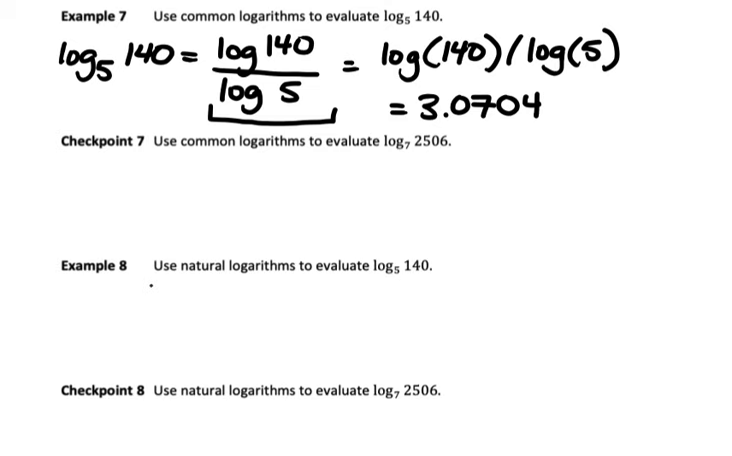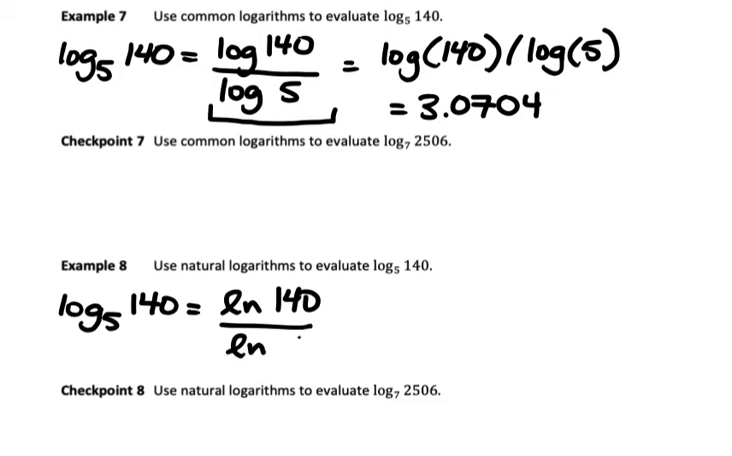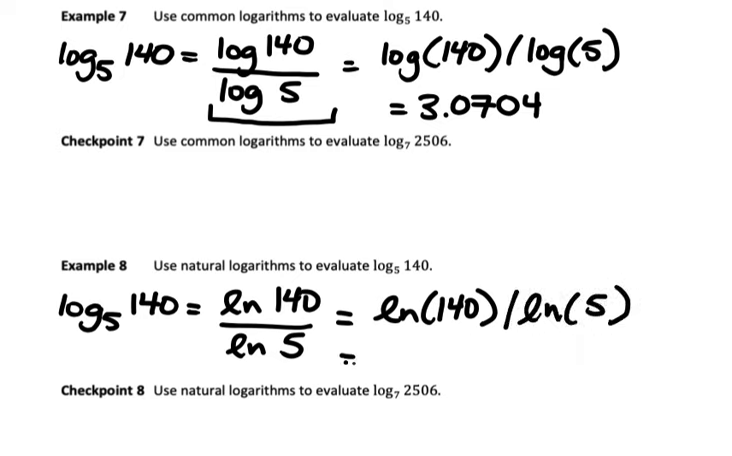Example 8 is asking us to use natural logarithms to evaluate the same log as example 7, log base 5 of 140. So I should get the same answer, even though I'm using natural log instead of the common log. So I would be doing natural log of 140 divided by natural log of 5. And if I do that on my calculator, again, make sure that you close the parenthesis after you type that first number. And I would get that same answer of 3.0704.